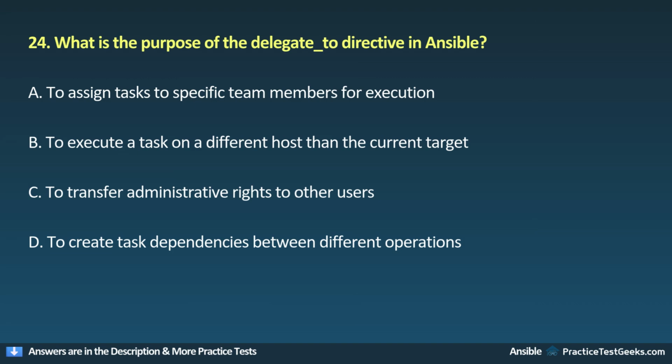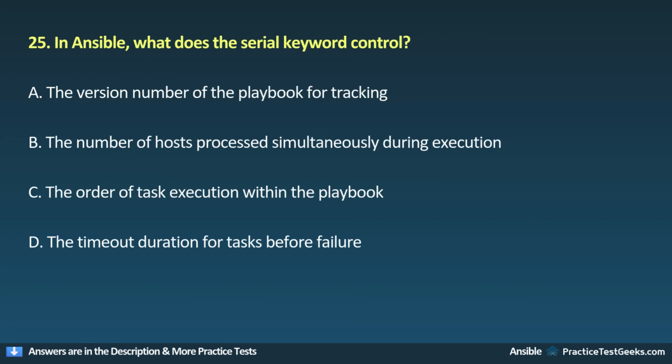24. What is the purpose of the delegate_to directive in Ansible? A. To assign tasks to specific team members for execution. B. To execute a task on a different host than the current target. C. To transfer administrative rights to other users. D. To create task dependencies between different operations.